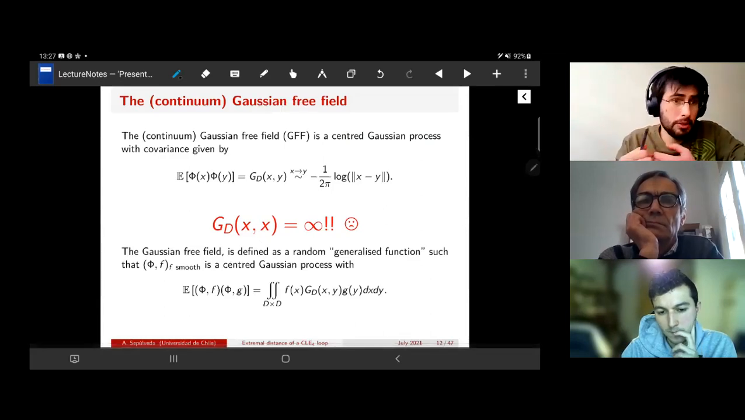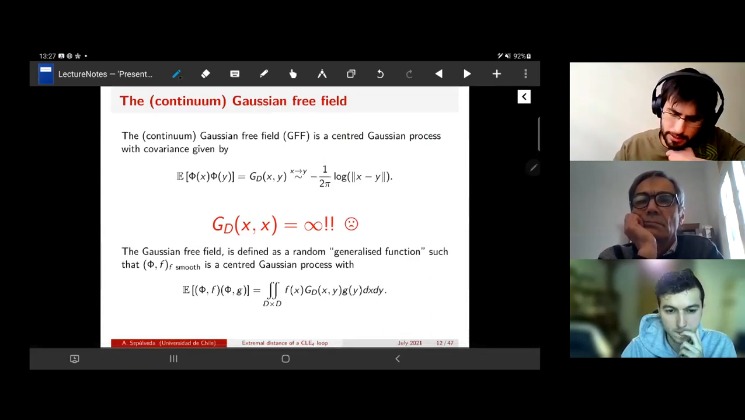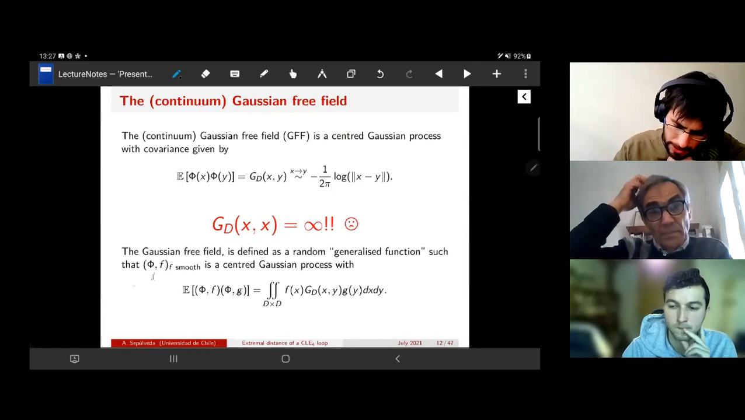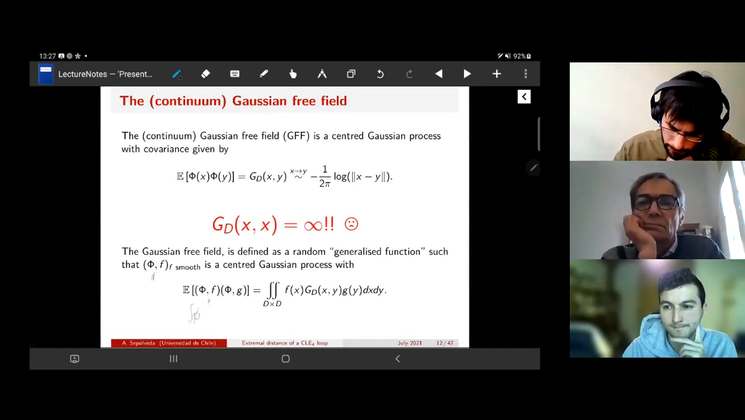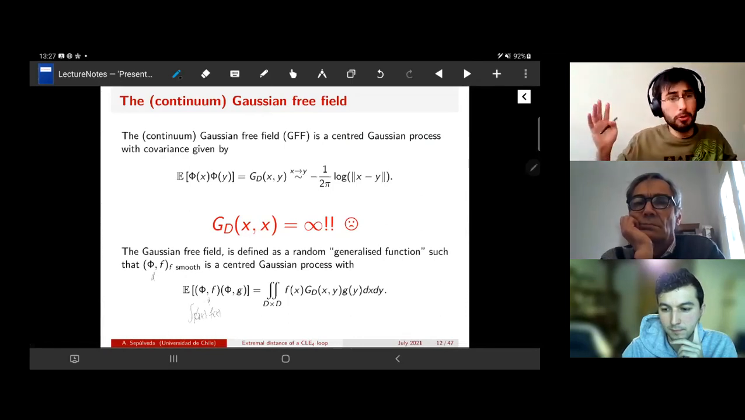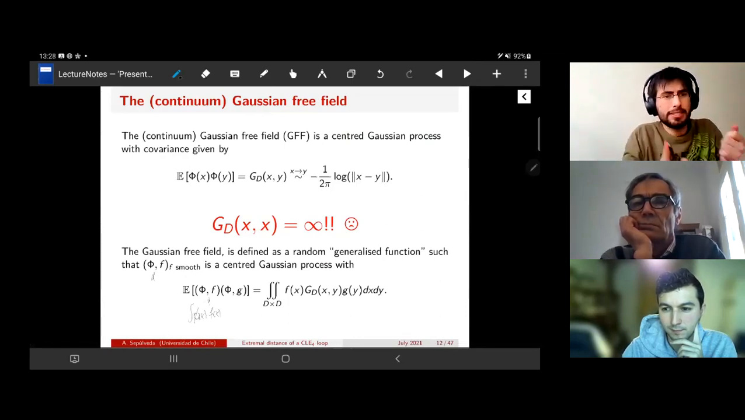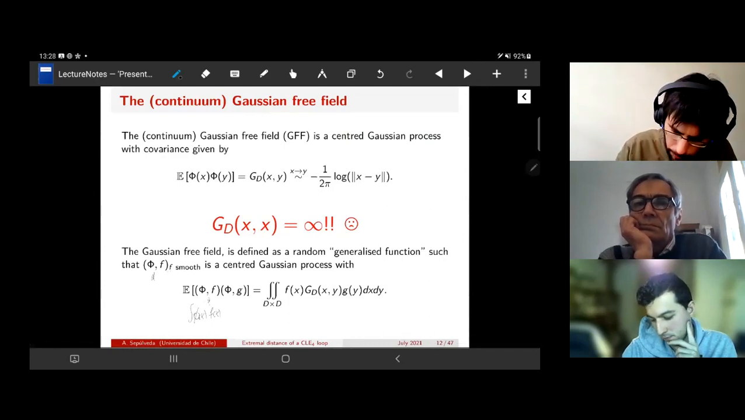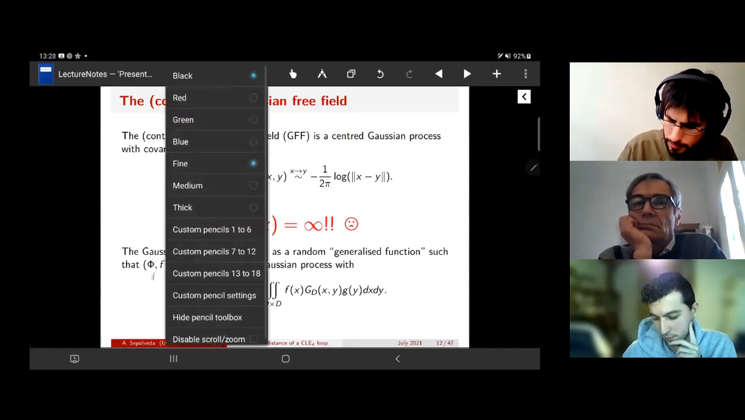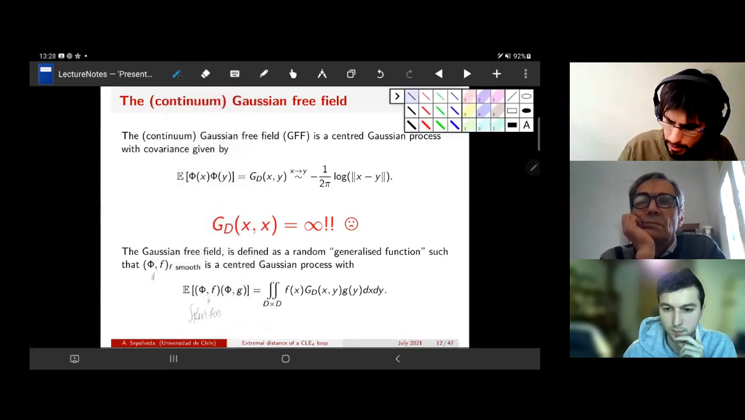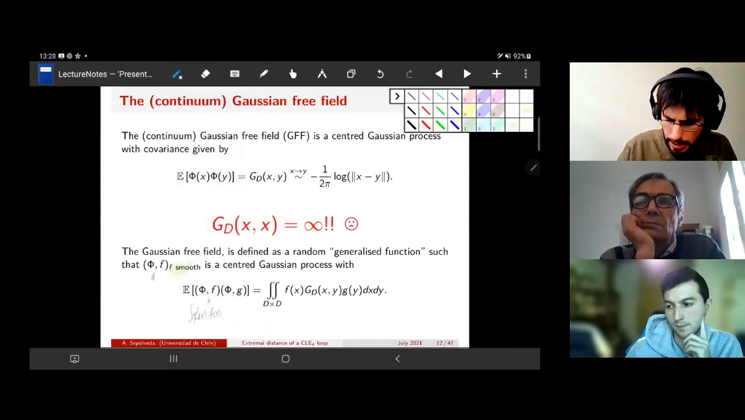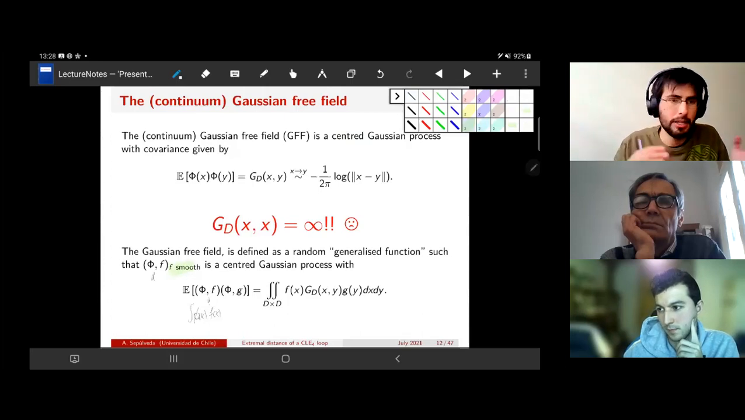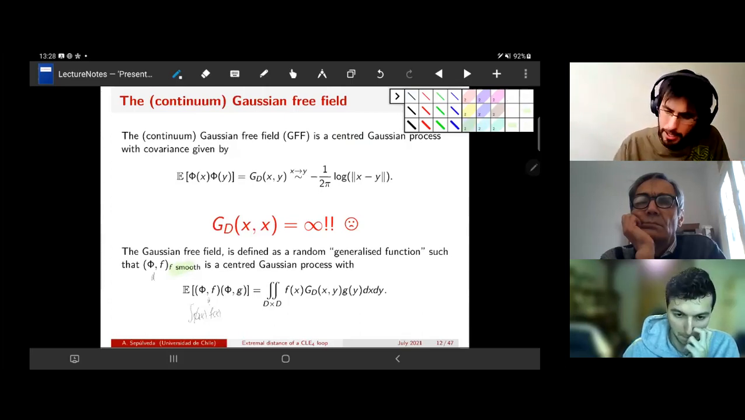One can construct the Gaussian free field like this, and one can say that this for me is equal to the integral of phi x against f x. So one can say, okay, I'm going to define my Gaussian free field as a Gaussian process indexed by the smooth functions, and it will be a central Gaussian process with covariance given by the Green function in this sense.